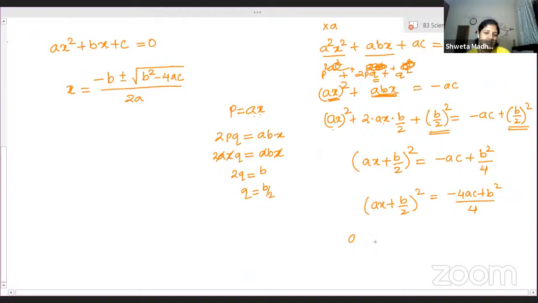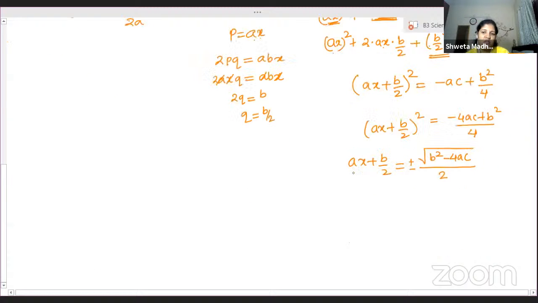So we will get ax plus b by 2 is equal to, now the square root of this numerator we cannot take. So we can write it in the square root form in proper order, b square minus 4ac, and the square root of 4 will be 2, right? And this square root can be positive as well as negative. Now simplify to get the value of x.